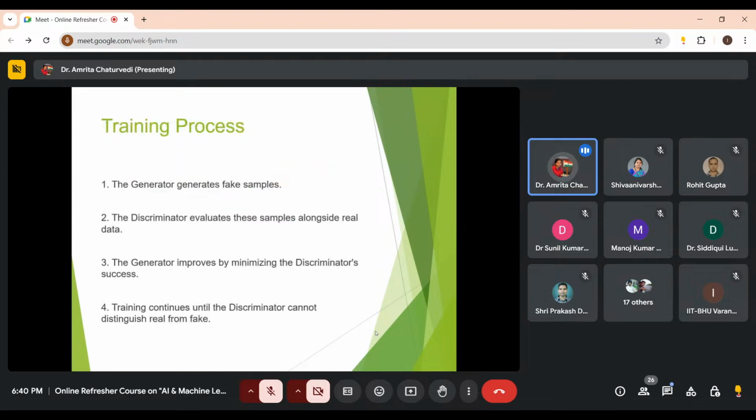In the training process, the generator generates fake samples and the discriminator evaluates these samples alongside real data. The generator improves by minimizing the discriminator's success. The training continues until the discriminator cannot distinguish the real data points from the fake data points.